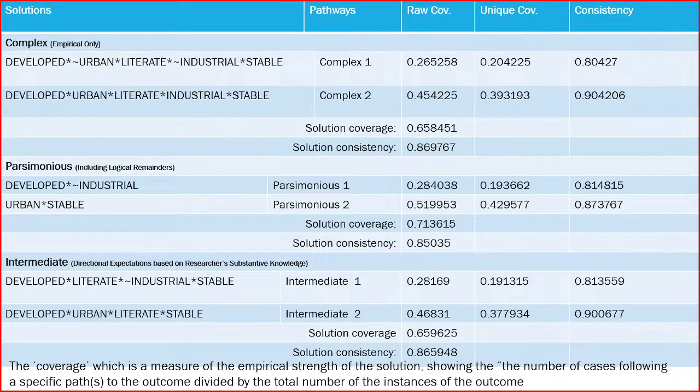Now, as mentioned, we have consistency of each configuration, but we also have consistency of the solution. Another important parameter for QCA is coverage, which is similar to R-squared here, but not exactly. It is the empirical strength of the solution, showing the number of cases following a specific path. So this path would have a unique coverage, and then the overall solution, combining these 2 pathways, would have this coverage.